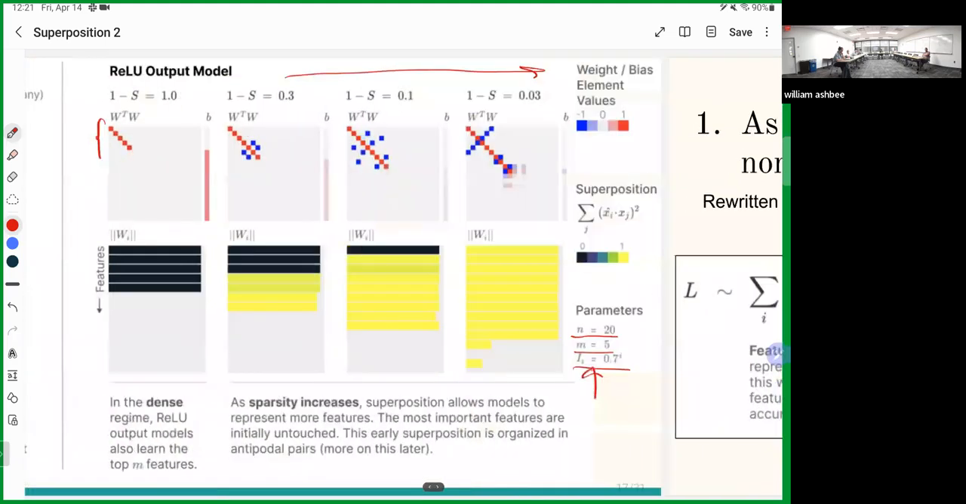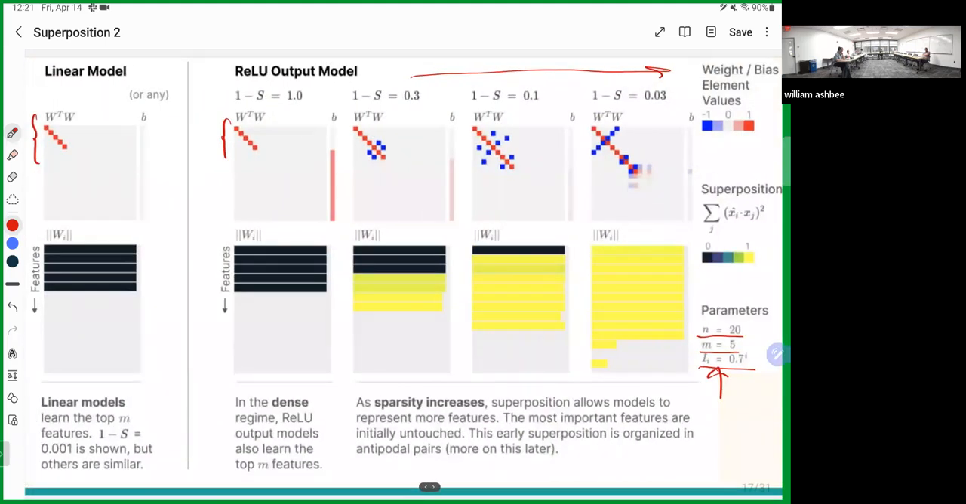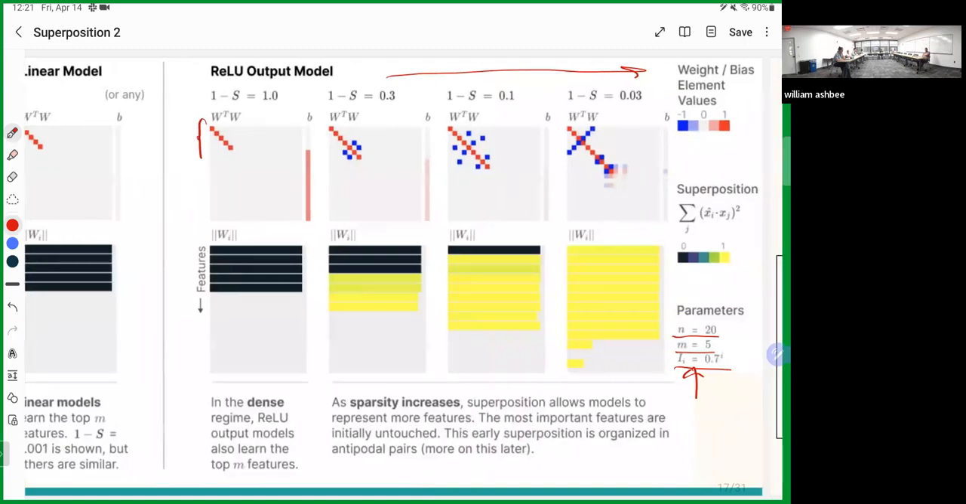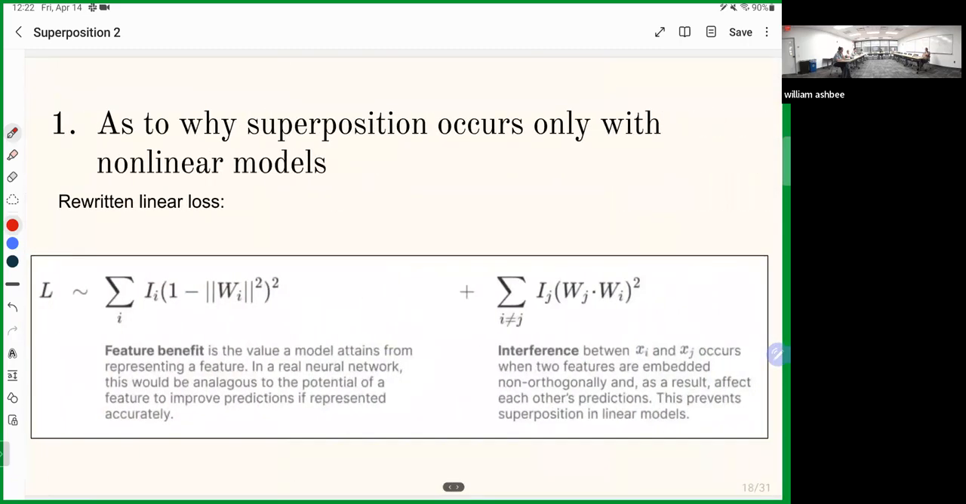As to why linear models are not able to encode superposition, the authors analyzed the loss function for both linear and non-linear models, and for the linear model, they come up with the following loss. It consists of two terms. The first one is the reconstruction loss, and the second is kind of interference.